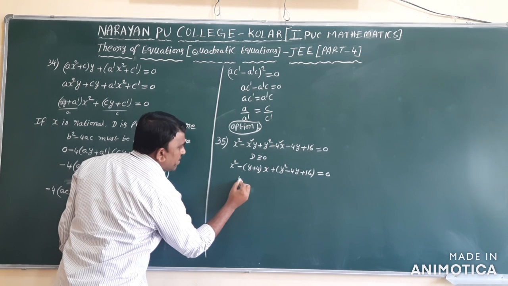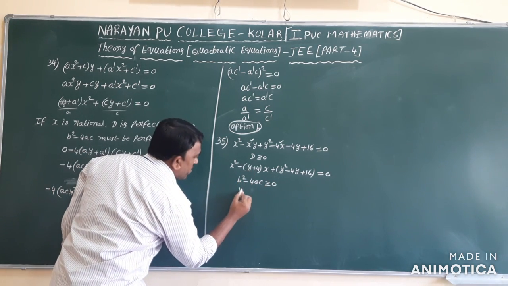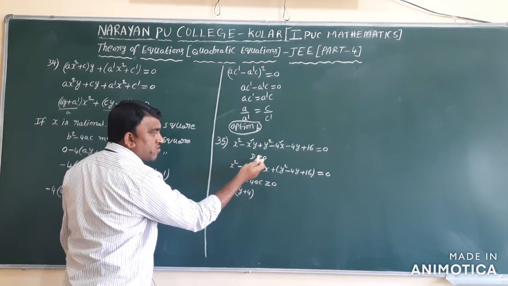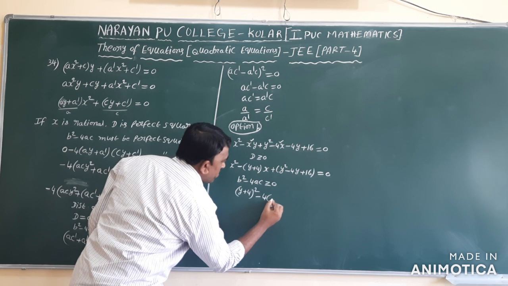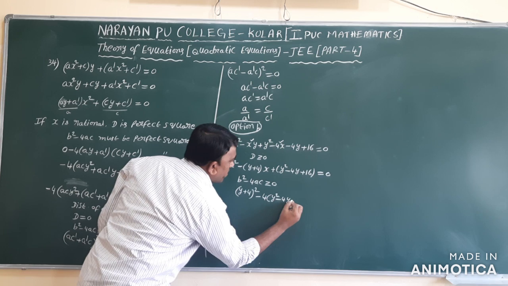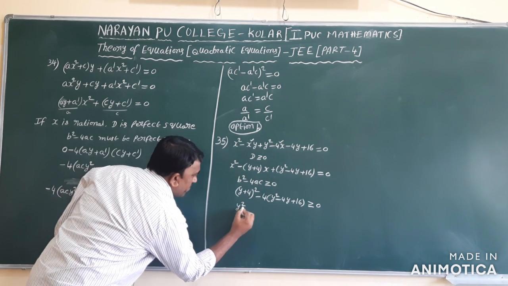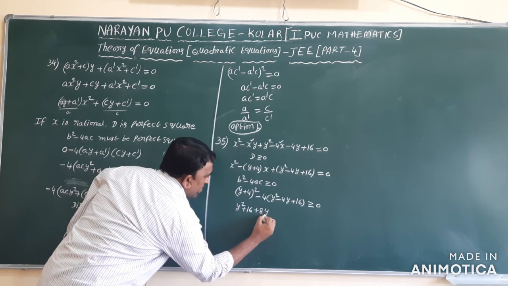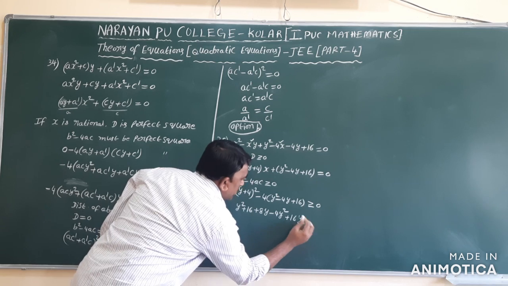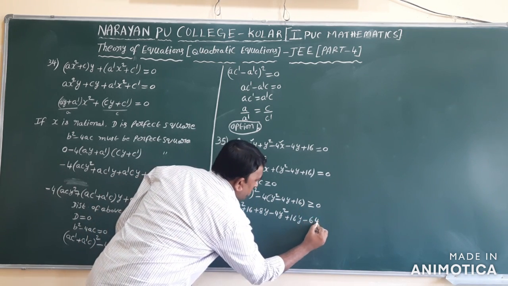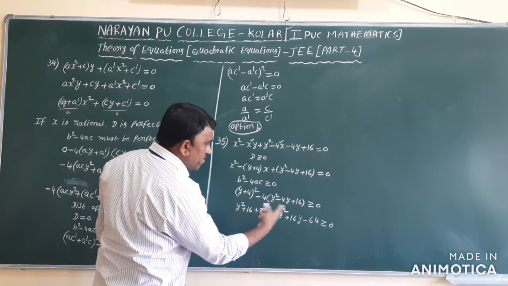So discriminant apply. B square minus 4ac is greater than or equal to 0. B square is y plus 4 whole square, minus y plus 4 whole square, because of square it will be positive, minus 4 a value 1 c value y square minus 4y plus 16 is greater than or equal to 0. Simplify that. Y square plus 16 plus 8y minus 4y square plus 16y minus 16 into 4 minus 64 is greater than or equal to 0. Now which will be cancelled? Nothing will be cancelled. You can simplify that.